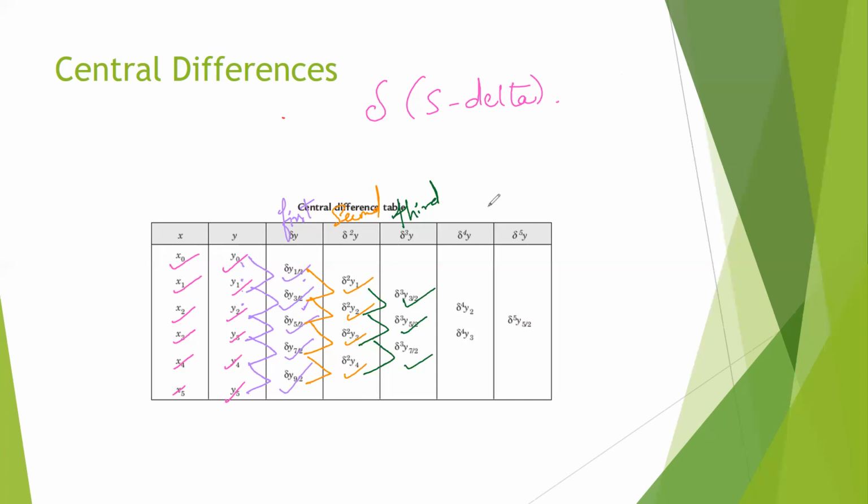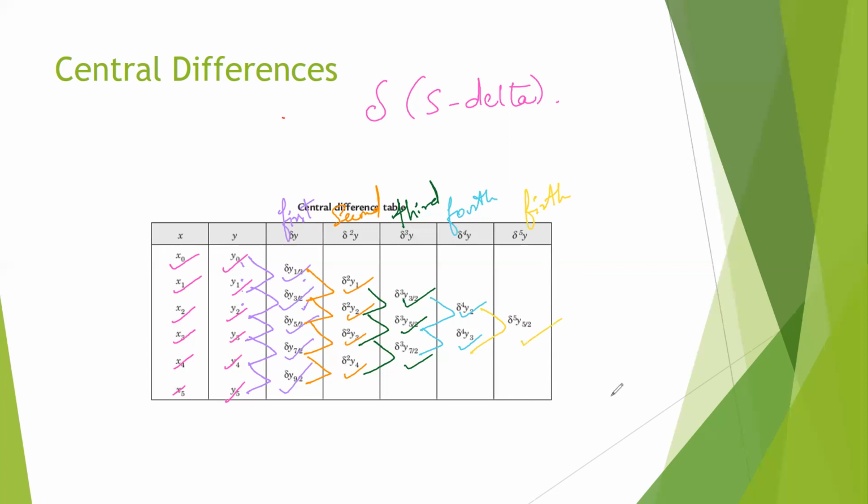fourth central differences. Delta power 4 y2, delta power 4 y3. The difference between delta cube y 5 by 2 and delta cube y 3 by 2 is delta power 4 y2. The difference between delta cube y 7 by 2 and delta cube y 5 by 2 is delta power 4 y3. Okay. So thereafter, the fifth central difference, that is delta power 5 y 5 by 2, means the difference between delta power 4 y3 and delta power 4 y2 is nothing but delta power 5 y 5 by 2.